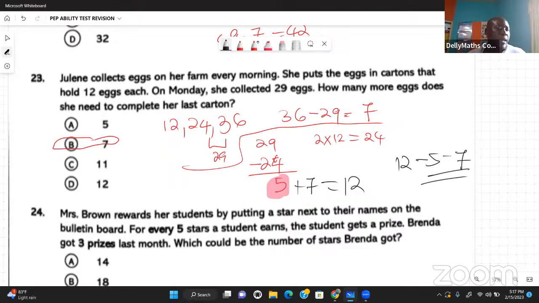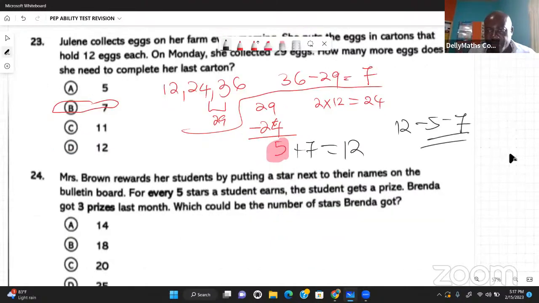So there are multiple ways. There are about 2 more ways you could have done the same problem, but I don't want to do any more. The main thing is you want to look at what's going on and then apply yourself to it, and you will get the answer. All right, so the answer there is 7.